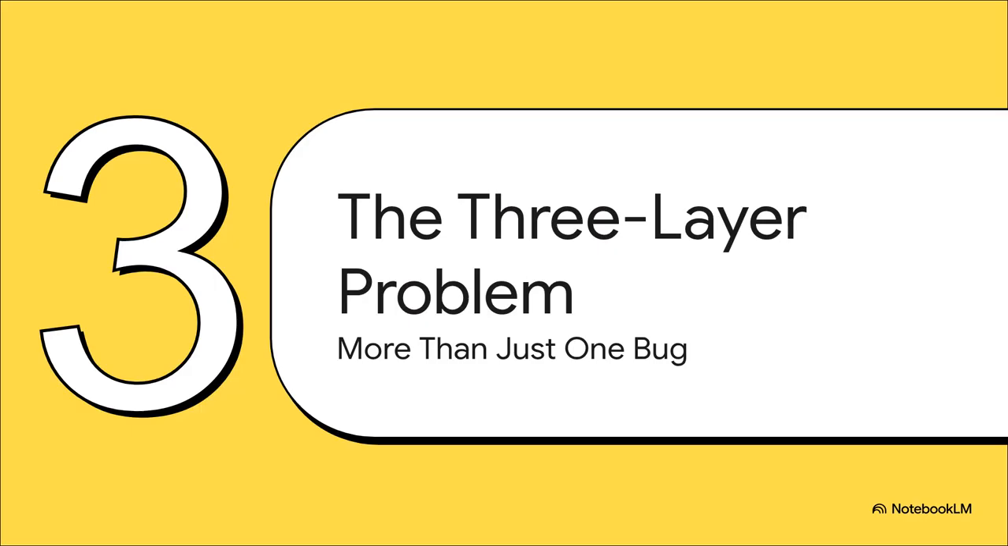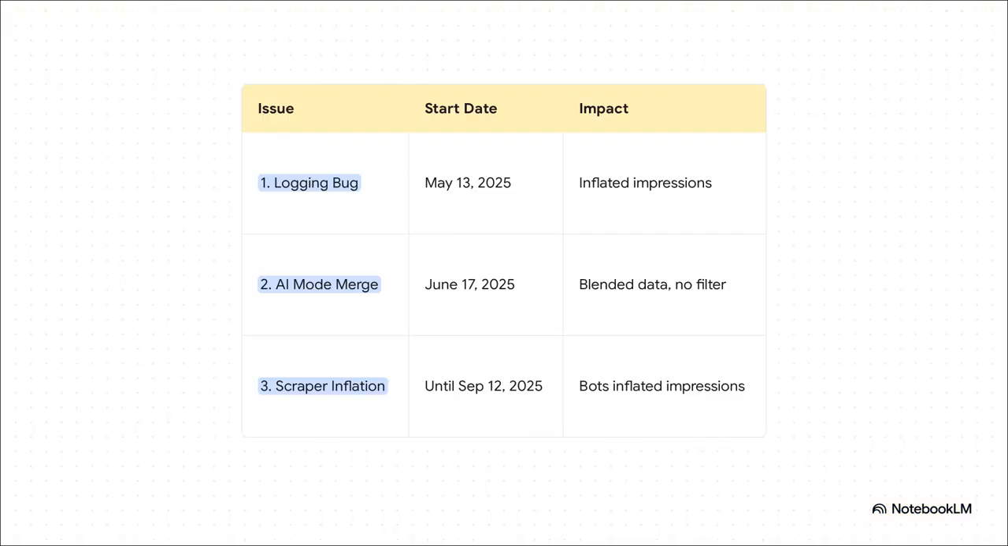And as everyone started digging deeper, it became pretty clear that this wasn't just one simple bug. It was actually a perfect storm, a convergence of 3 separate data issues, all happening at the same time, all working together to create this massive data mess. So first, you had the main logging bug, which started inflating impressions way back in May. Then, just a month after that, Google starts mixing in unfilterable AI impressions into the reports. And then, to top it all off, you had bot scrapers that were also artificially pumping up the numbers.